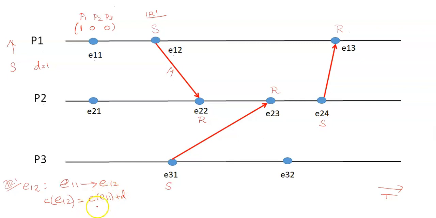So here the clock of E11 is 1, 0, 0. When you add 1, you should add to the corresponding element. So when you add it like this, the clock vector becomes 2, 0, 0. In such a way, we have to add the 1 to P1's position. So 1 plus 1 is 2, comma 0, comma 0. You can put commas for separation, right?